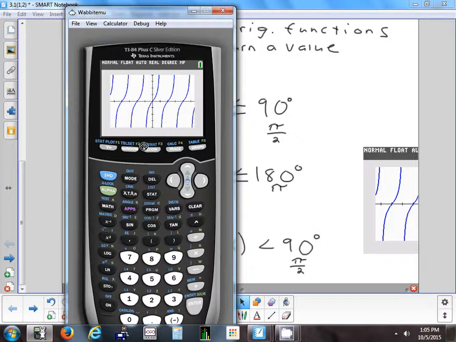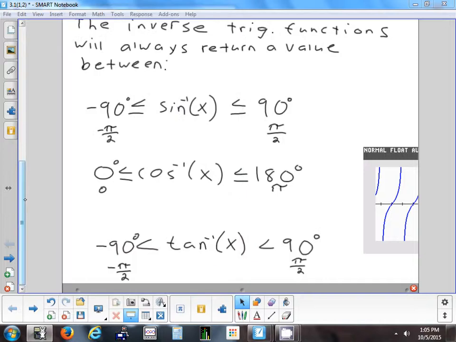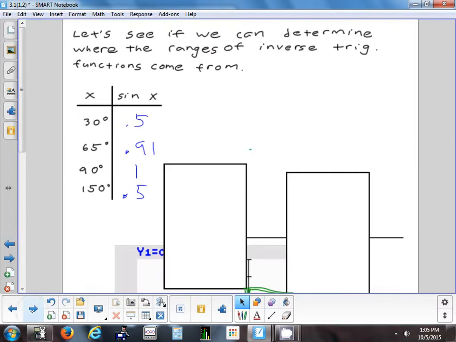You could also look at your chart. Look at 90, look at tangent, it says undefined. So you don't even have to remember that you can't use negative 90 and 90. It says it right on the chart, undefined. Any questions on these intervals? Make sure you have those because we're going to use them in a little bit.